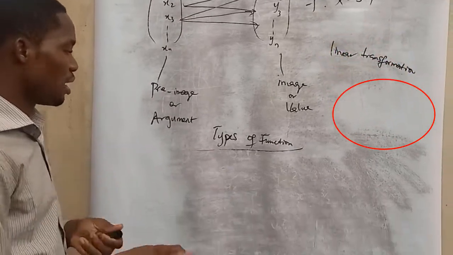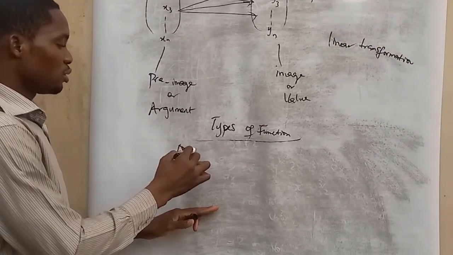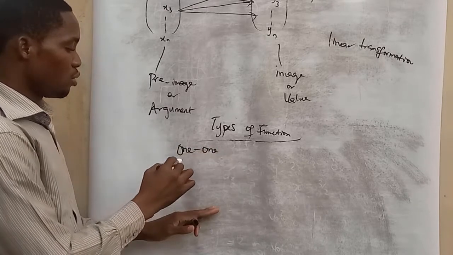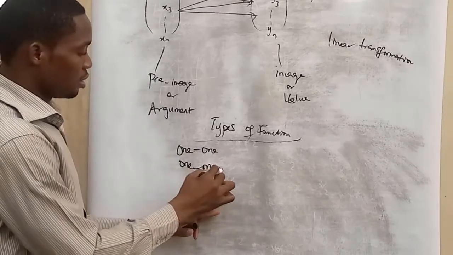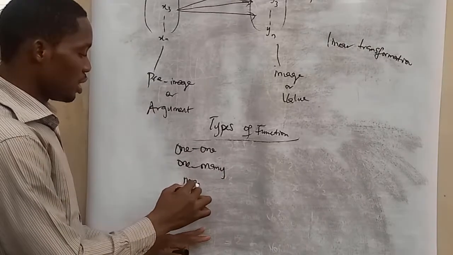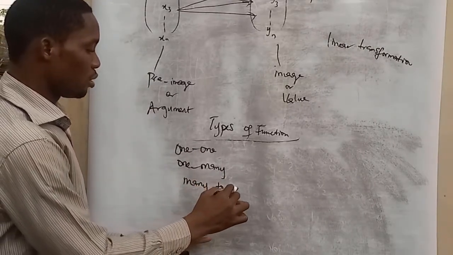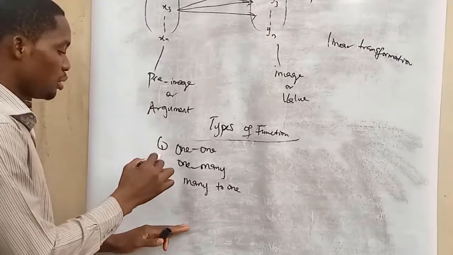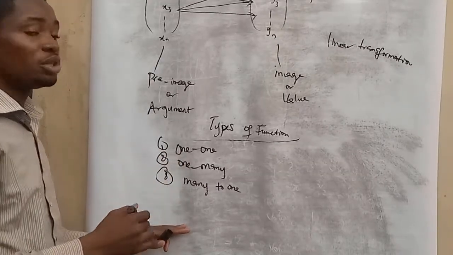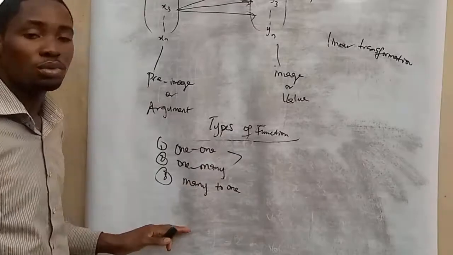So types of function, we have one-to-one function, we have our one-to-many, and we have our many-to-one. Now these are the types of function we have in function or in mapping. But what do we base on? We base only on these two.